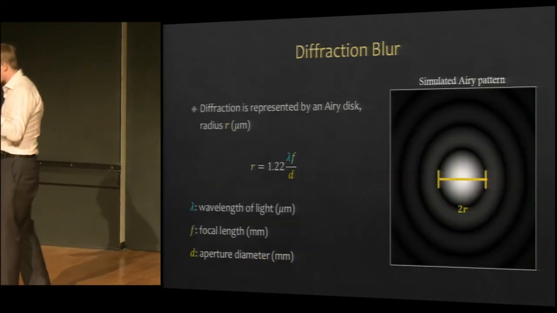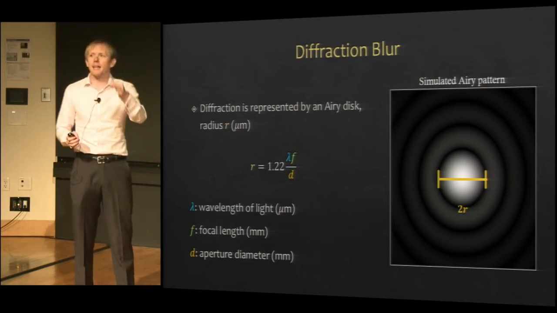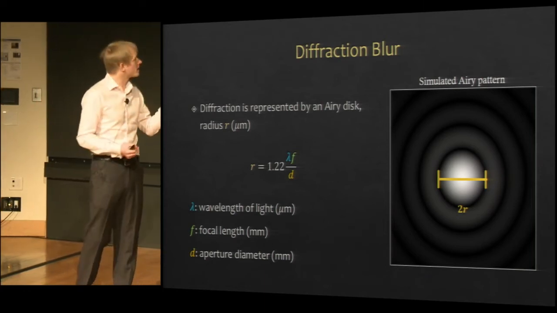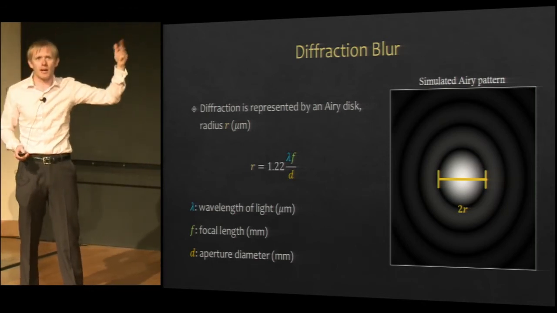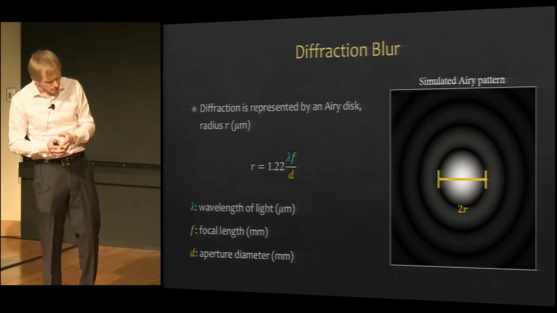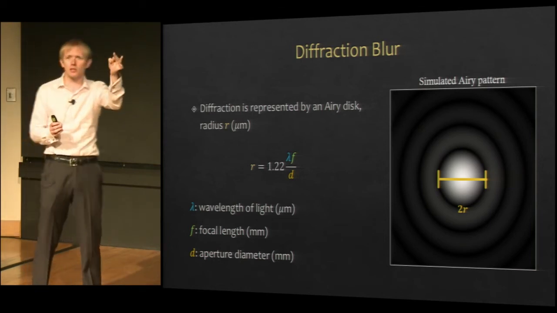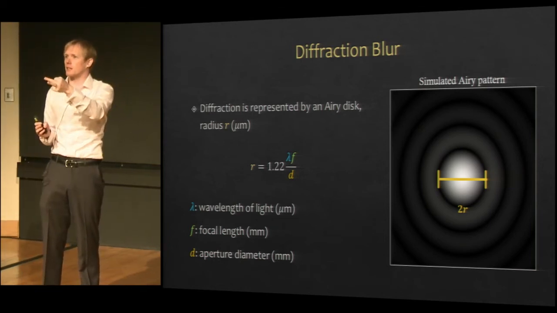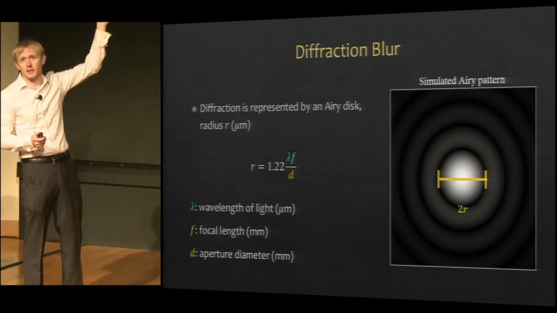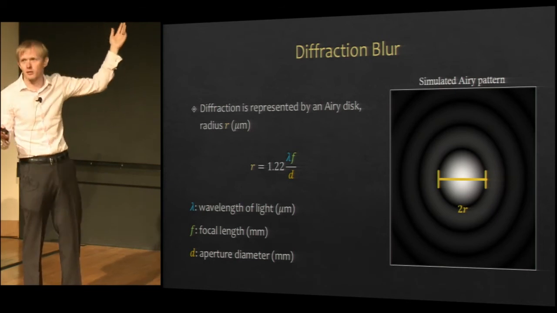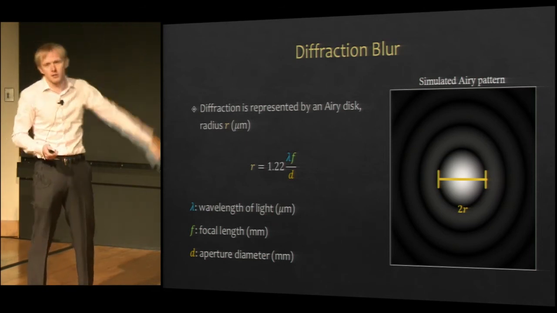Diffraction is represented by an Airy disk for a circular aperture, and the radius of the spot size on the sensor is related to the wavelength of the light, the focal length of the lens, and the diameter of the aperture. From this equation, we can see that if I want to reduce the diffraction spot size, which would improve my resolution, I need to either change the light that I'm using, not so nice if we want to take a color photo, decrease the focal length, or increase the lens aperture.